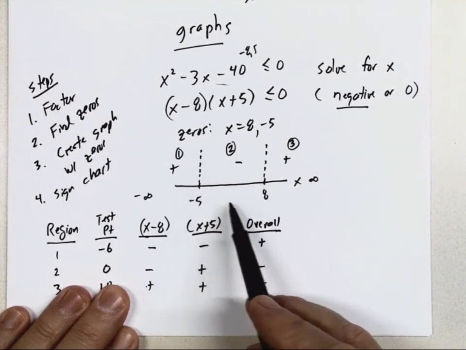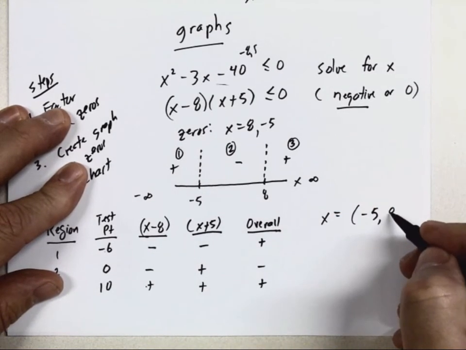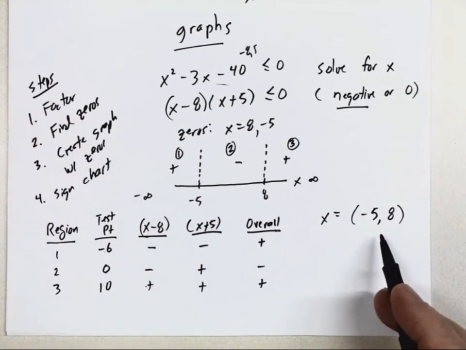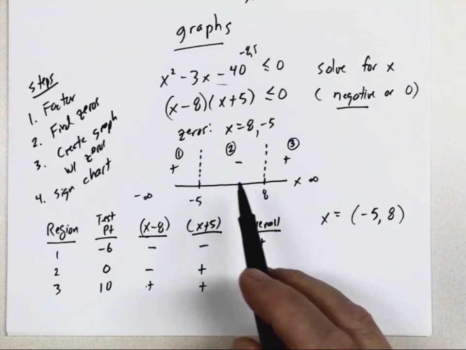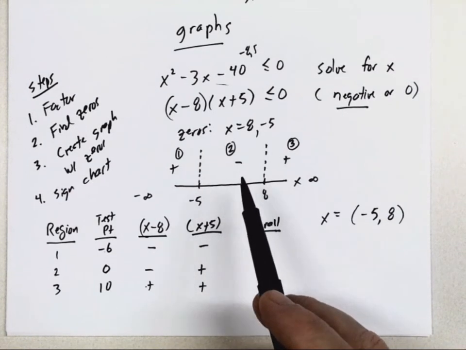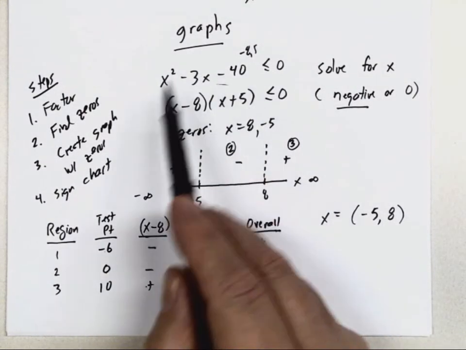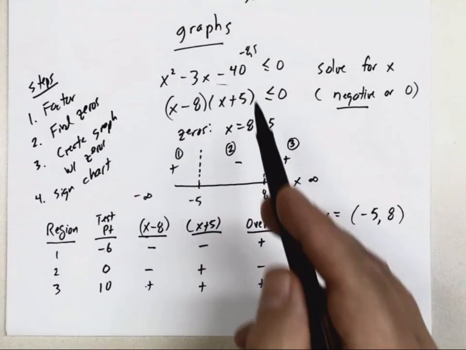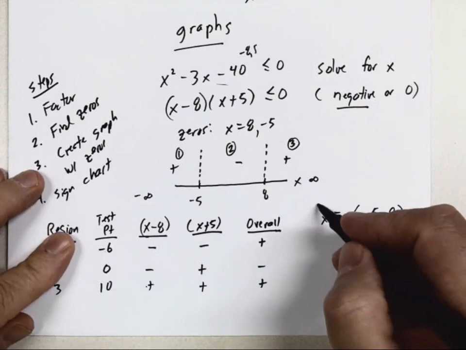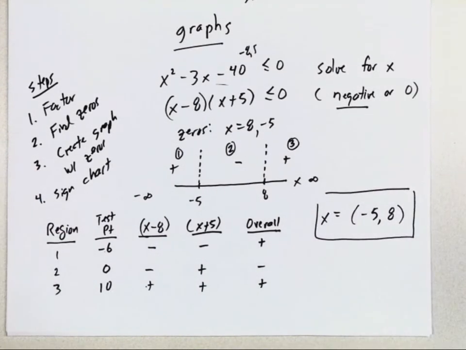So the solution is this interval from negative 5 to 8. In other words, any value of x that I would choose between negative 5 and 8, if I would plug that value of x into my original expression, the whole thing would be negative or less than 0. So this is my solution.